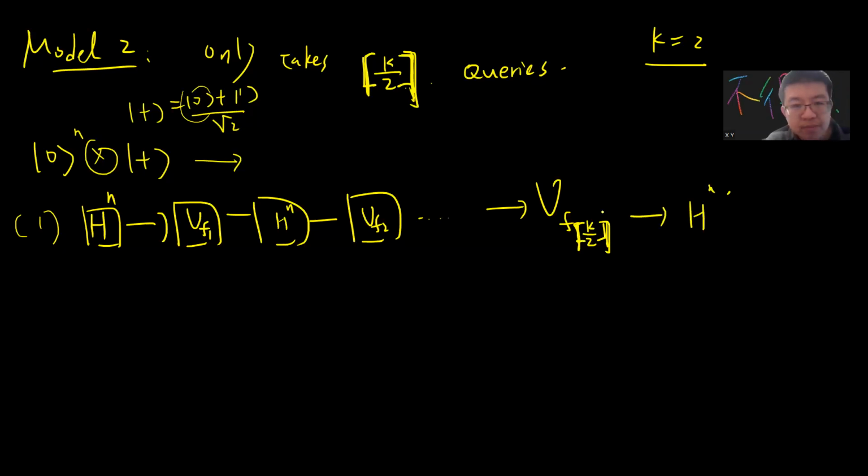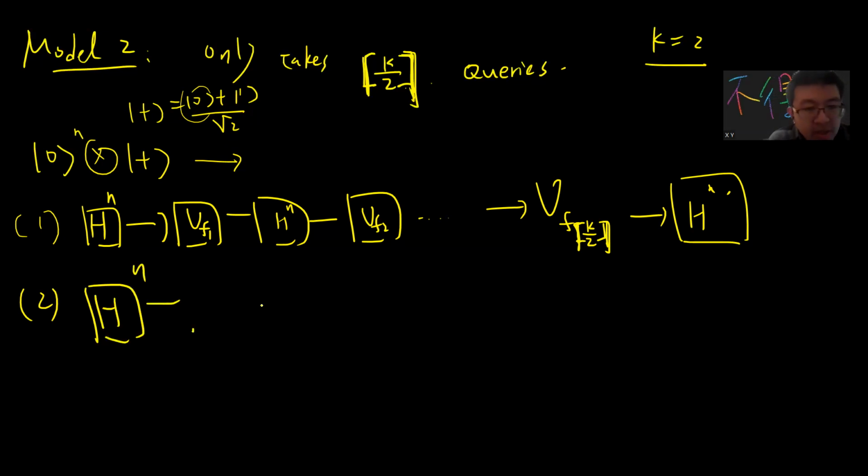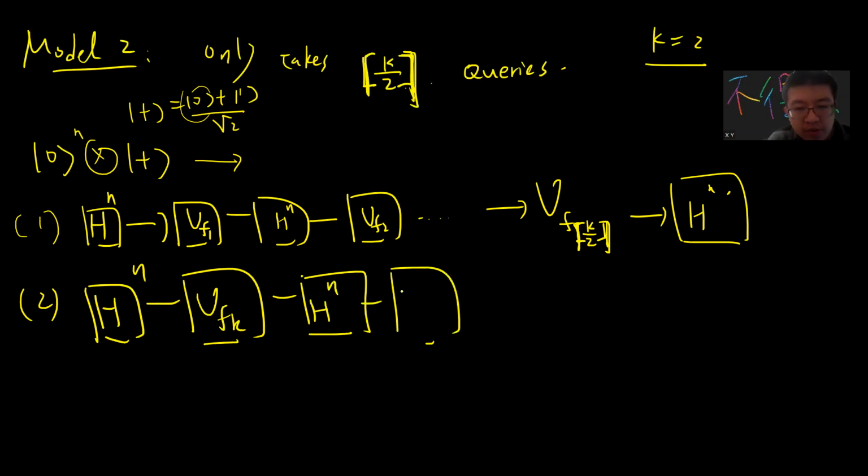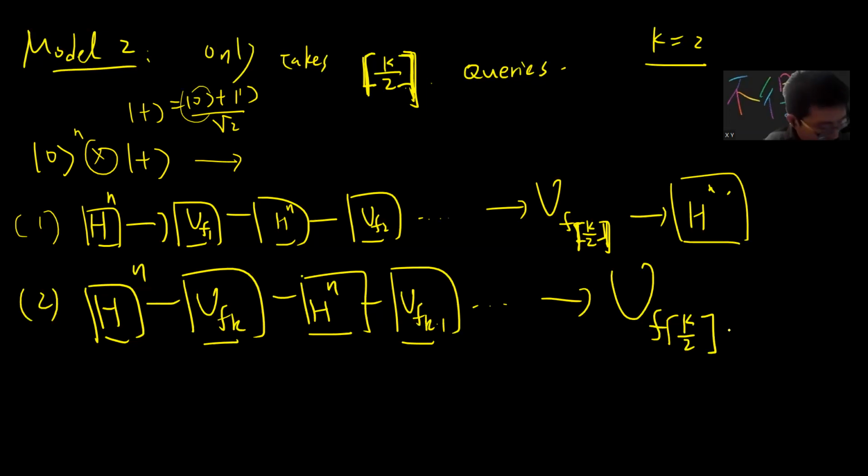and do the h to the n. Okay, and if it's 1, so this is a 0 path. If I conditionally get 0, I do this path. If I get 1, I get another path. Okay, so what I did is that I start with h to the n, and do the ufk, and h to the n, and ufk minus 1. Keep going until I get u of f ceiling k divided by 2.